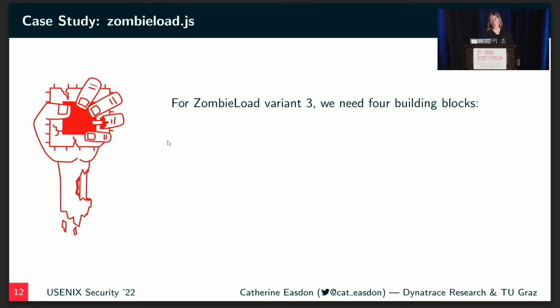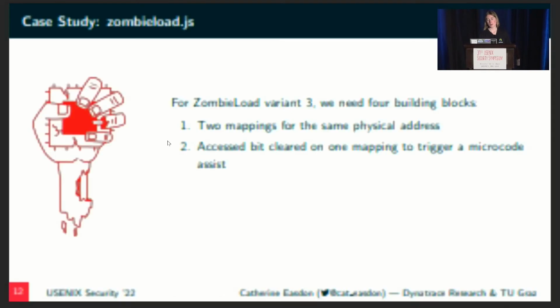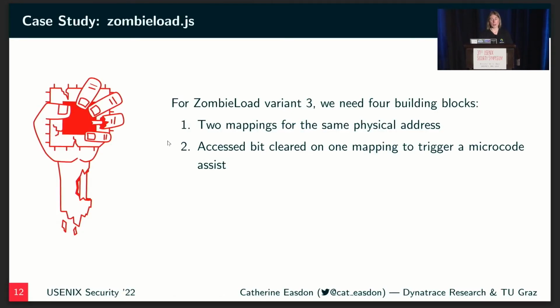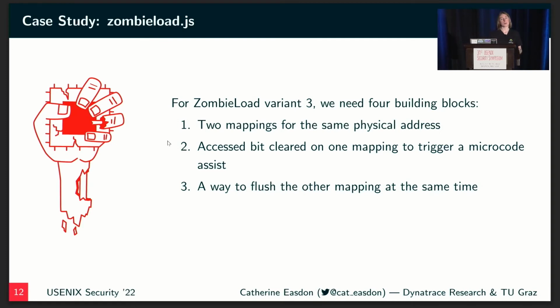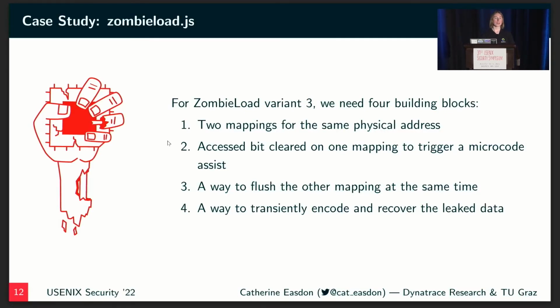And here we need 4 building blocks. We need 2 mappings to the same physical address. We need to have the access bit cleared on one mapping to trigger a microcode assist. Also, we need a way to flush the other mapping at the same time. This causes a cache line conflict and is also a crucial part of creating this zombie load. And we need a way to transiently encode and recover the leaked data, which will be a cache covert channel, as has been demonstrated in a lot of prior work.